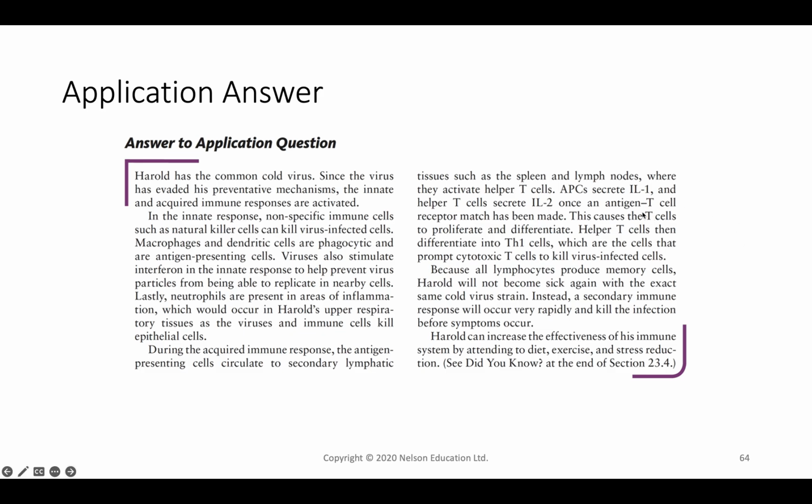We also are going to have helper T cells differentiate into Th1 cells, which are the cells that actually attack. So they prompt the cytotoxic T cells to attack the virus-infected cells. And last but not least, we're going to be making memory cells of both our T cells and our B cells so that the next time we see that exact same cold virus, we're not going to fall sick to it again. So we're going to have a secondary immune response, a very fast and rapid response, hopefully killing the infection before the microorganism can reproduce and take hold.